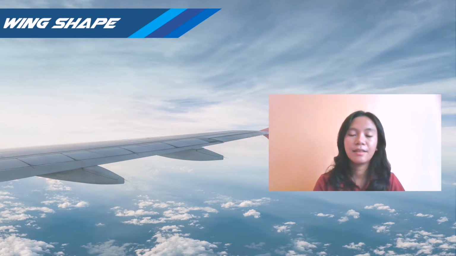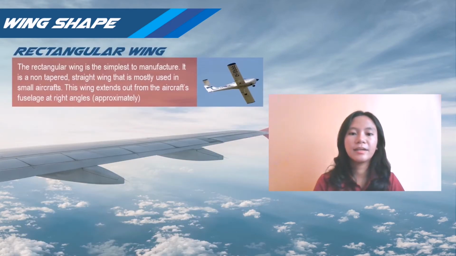So first, the rectangular wing. The rectangular wing is the simplest to manufacture. It is a non-tapered, straight wing that is mostly used in small aircraft. The wing extends out from the aircraft's fuselage at approximately right angles. The rectangular wing is similar in efficiency to the elliptical wing, but it is much easier to build.